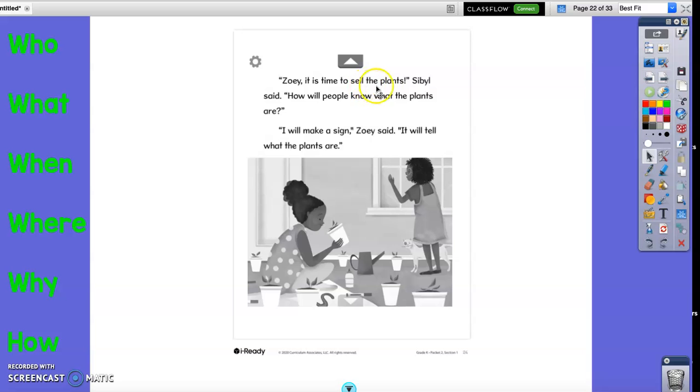Zoe, it is time to sell the plants, Sybil said. How will people know what the plants are? I will make a sign, Zoe said. It will tell what the plants are.